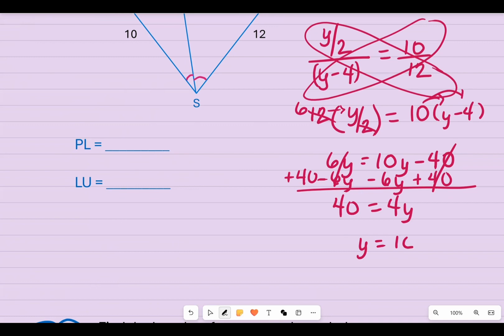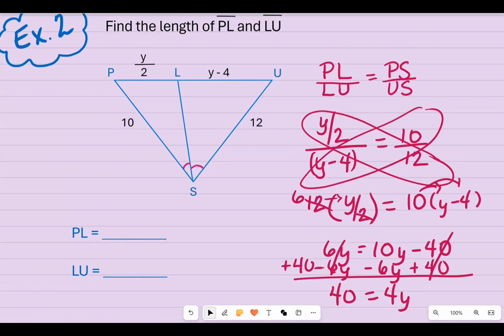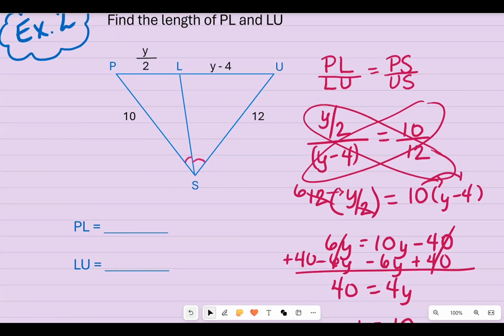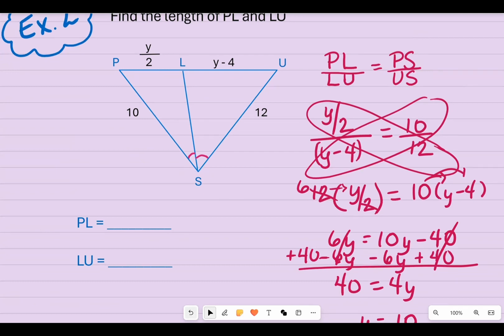Y is equal to 10. If I go to my directions though, it does not ask me to stop when I find y. It asks me to find PL and also LU. So what I'm going to do is take the information and substitute it in. For PL, I said that y was 10, and 10 divided by 2 is 5. So PL is 5. And then for LU, y is 10, and subtracted the 4 from it, and that's going to give you 6. So those are the answers for example 2.